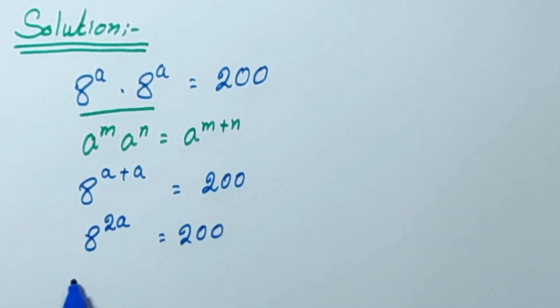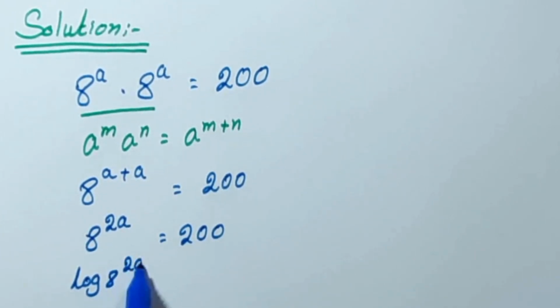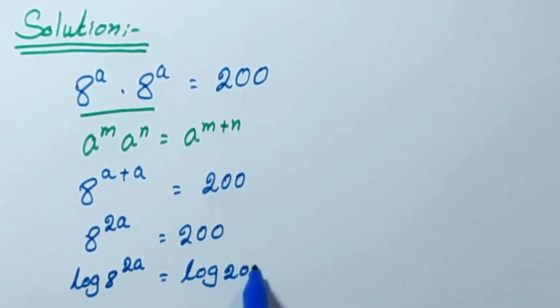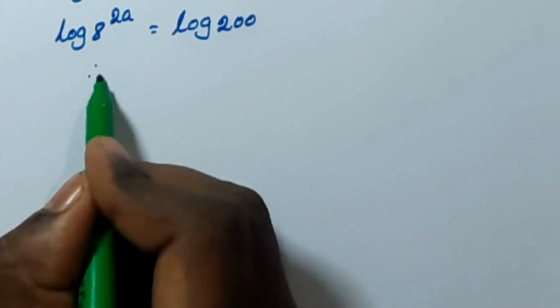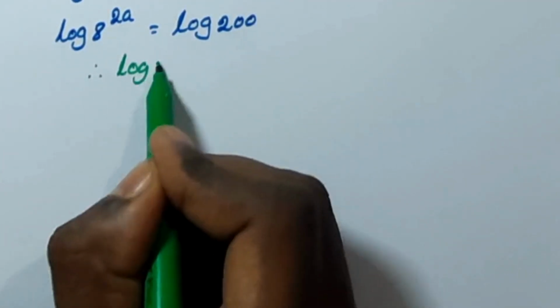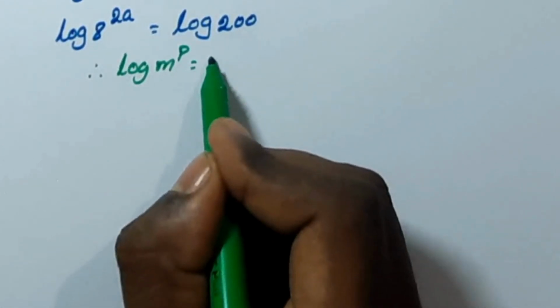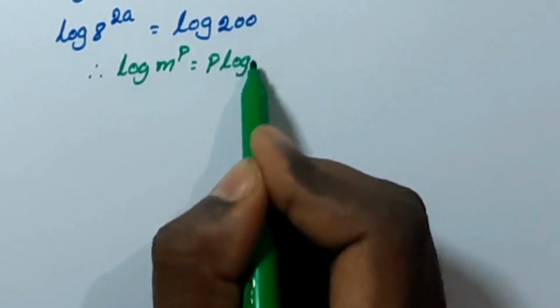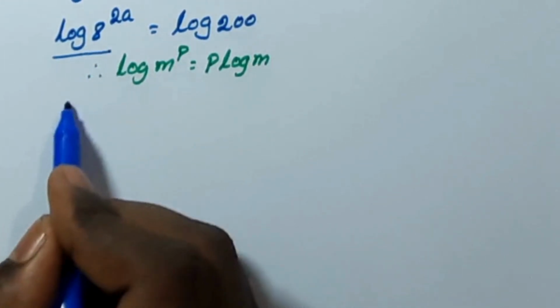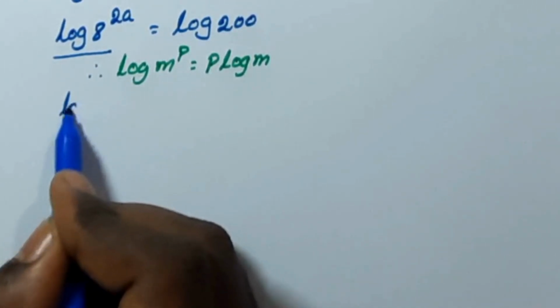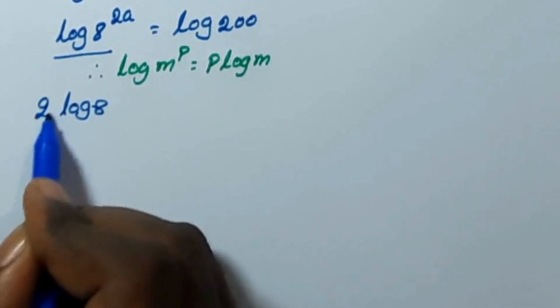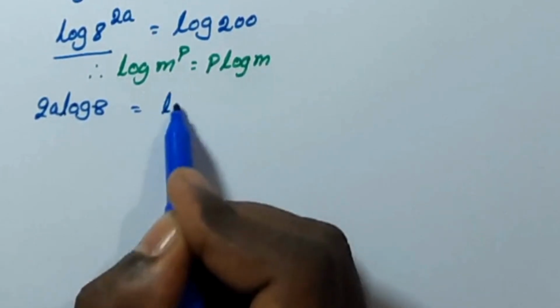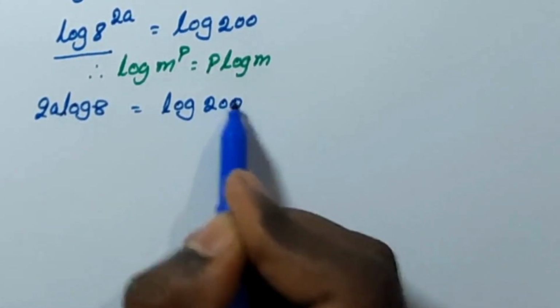Take a log on both sides. Log 8^(2a) = log 200. Power log formula: log m^p = p log m. This we are going to implement here. So 2a log 8 = log 200.